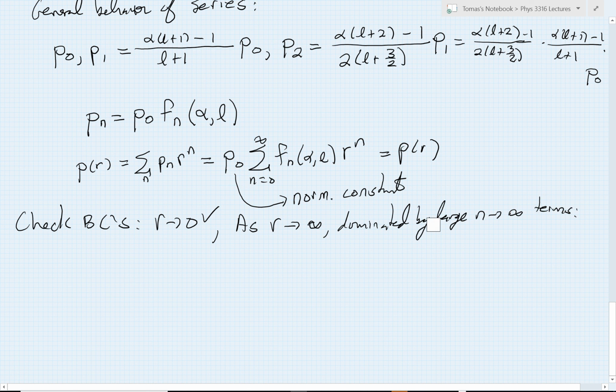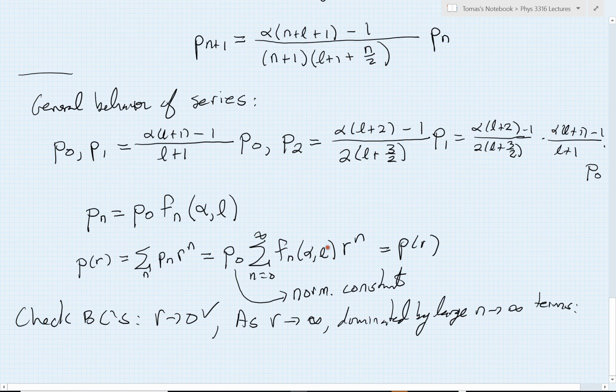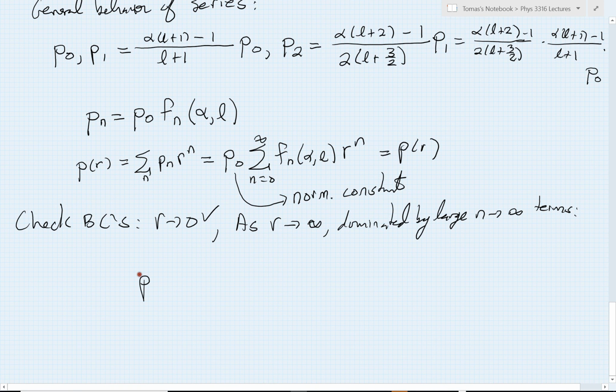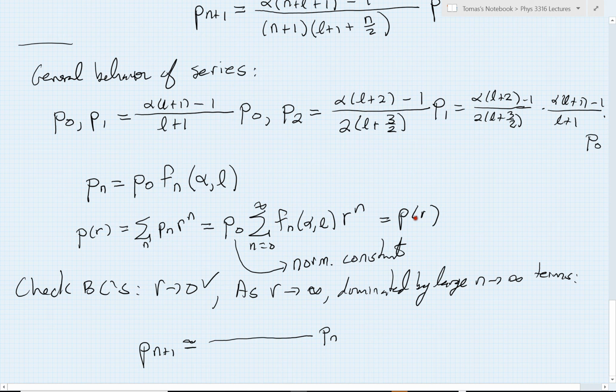Now, as n heads towards infinity, our recursion relation is going to become quite a bit simpler. This is what it looks like for ordinary n. But as n becomes very, very large, what we will find is that Pn plus 1 is going to equal some ratio times Pn. And this ratio is going to very nearly approach the following.